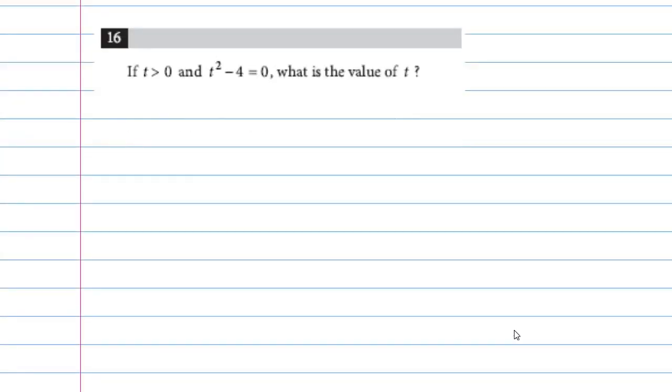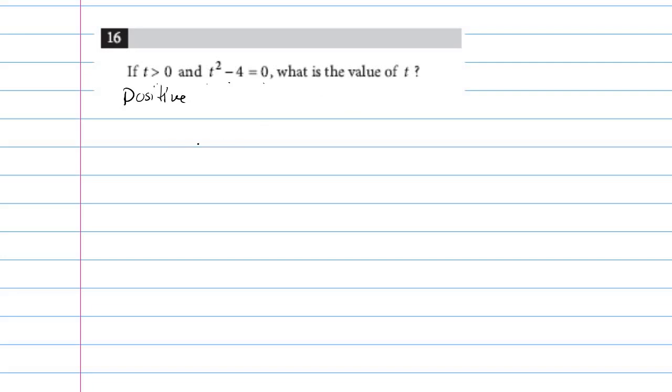Okay, so this is from the written part of section 3. They want you to find, if t is greater than 0, meaning that t is positive, right? That is what you mean by t greater than 0. And you have this equation t squared minus 4 equal to 0. What is the value of t?